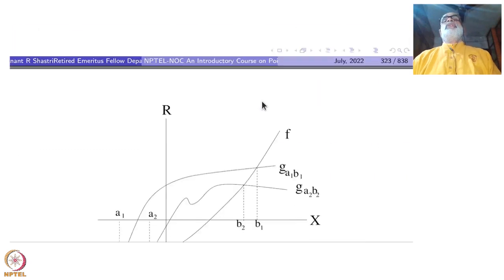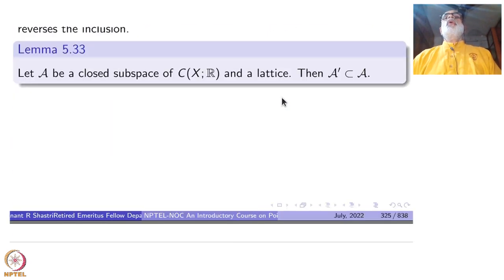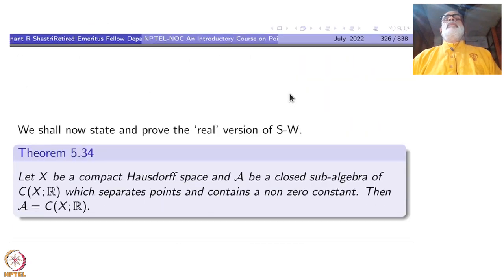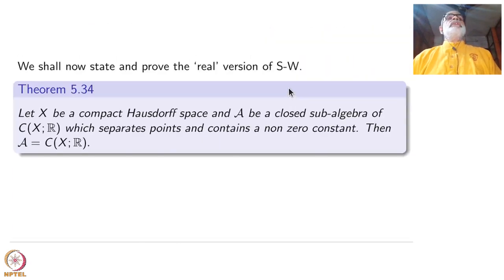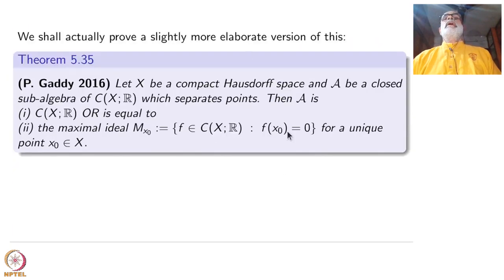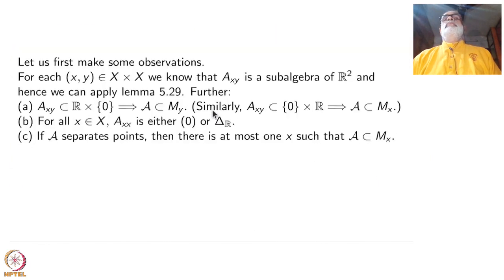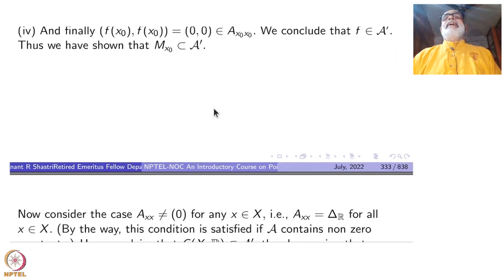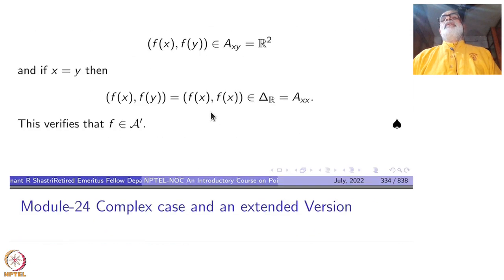Okay, so this has been exploited here. So Stone-Weierstrass theorem, when you are taking real valued functions, this is proved now. Okay, a slightly better version of that one has been proved here. Okay, so next time we shall do the complex case as well as some other extensions wherein we don't assume X is compact but only locally compact. Thank you.